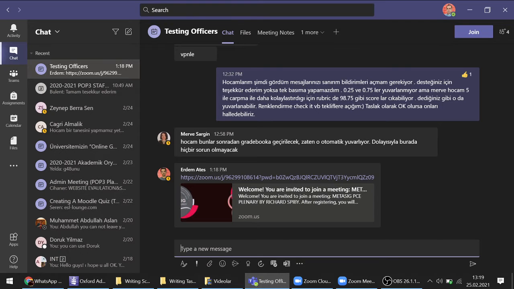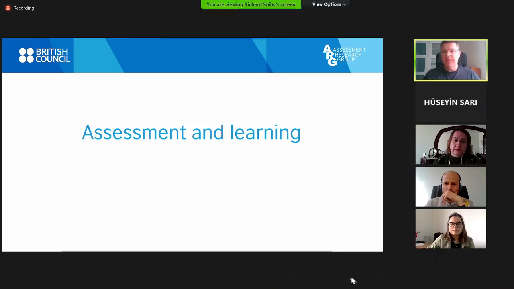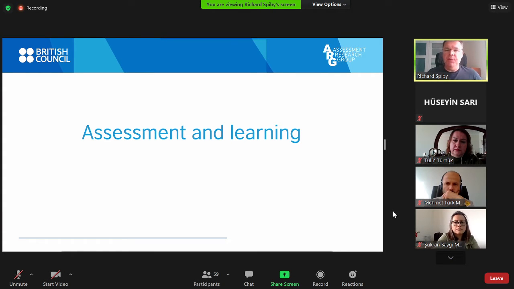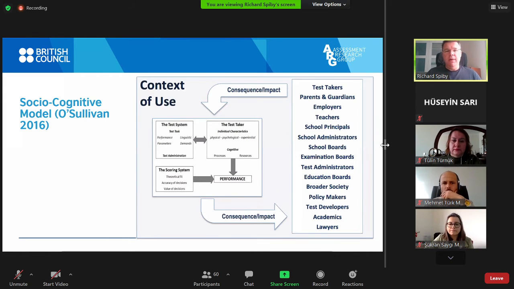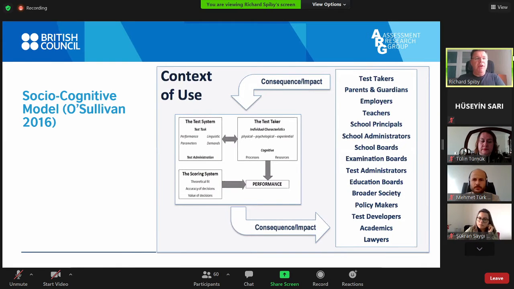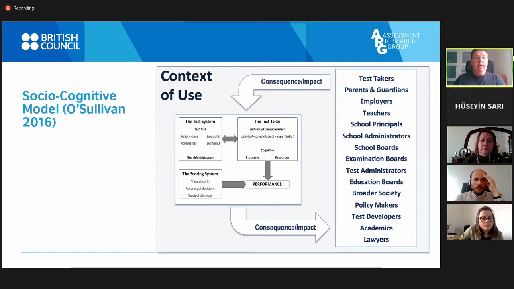So most of us might have a reasonable idea about what assessment literacy is, but how does assessment fit into teaching and learning as far as the teacher is concerned? Well, if we look at this, it is a theoretical model of testing, of test use. This is the socio-cognitive model, which was worked upon by my boss, Barry O'Sullivan, and this is a version of the theory from 2016.